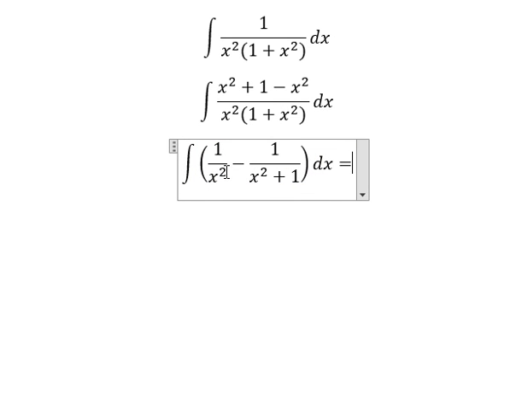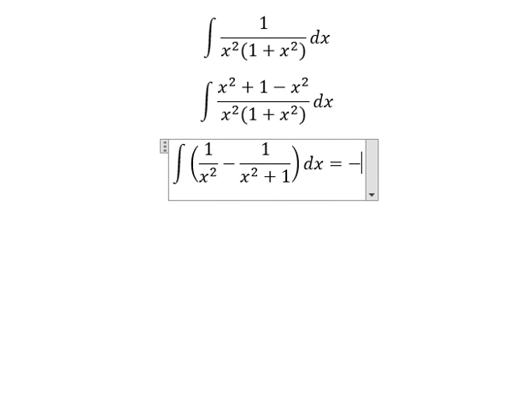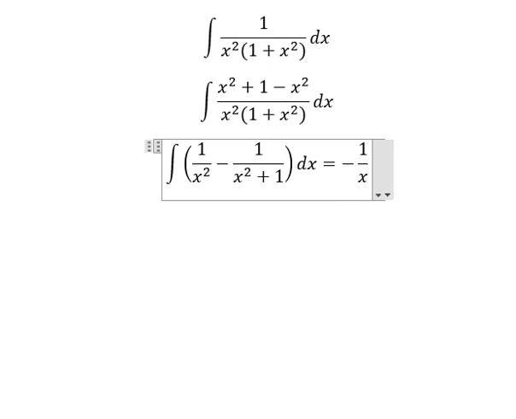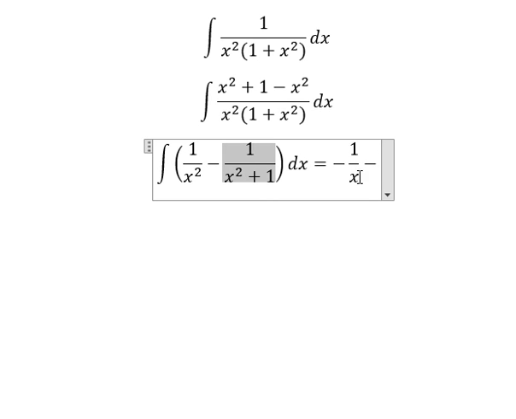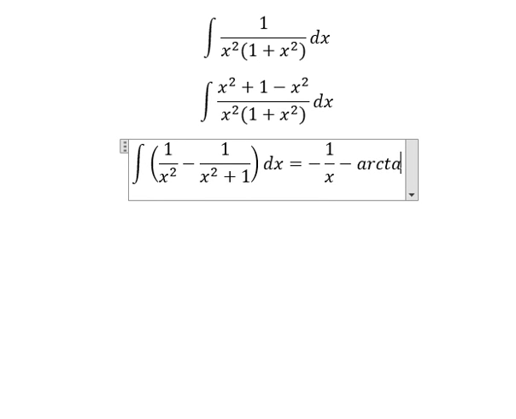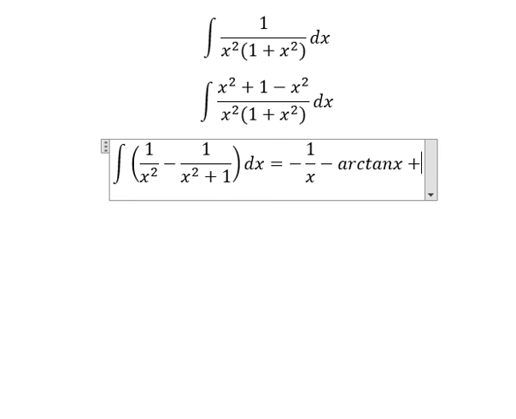So the integration of this one, we have negative 1 over x. The integration of this one, we have arctan of x. And I will put plus C.